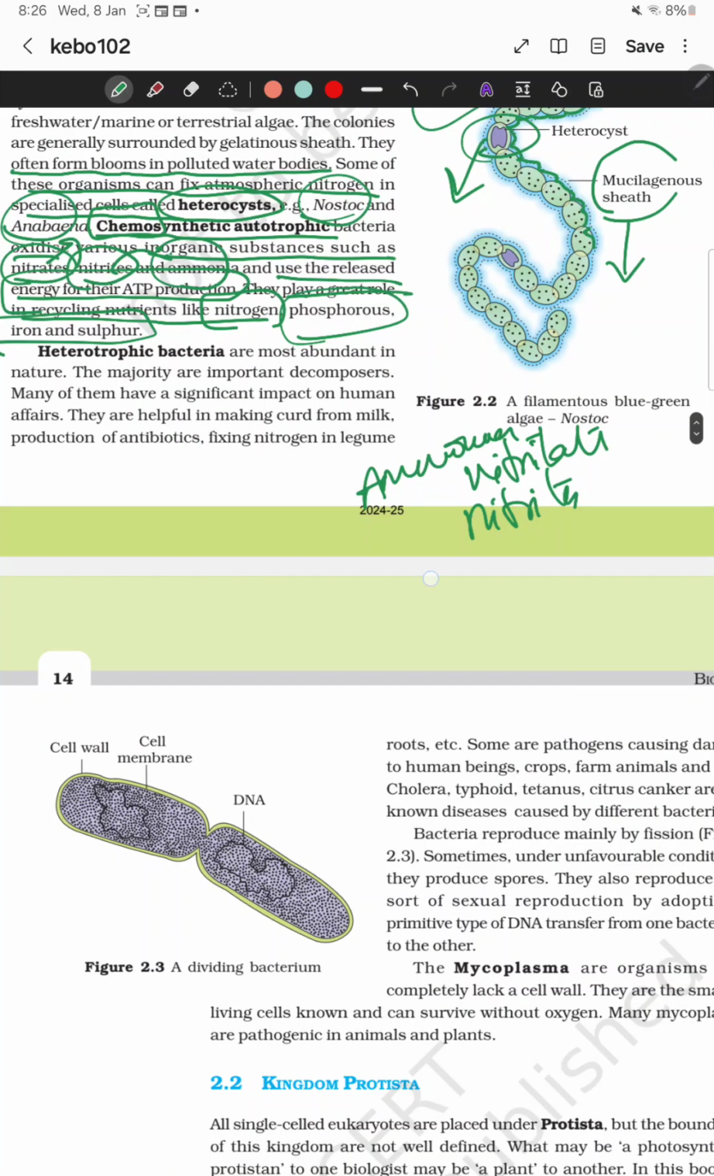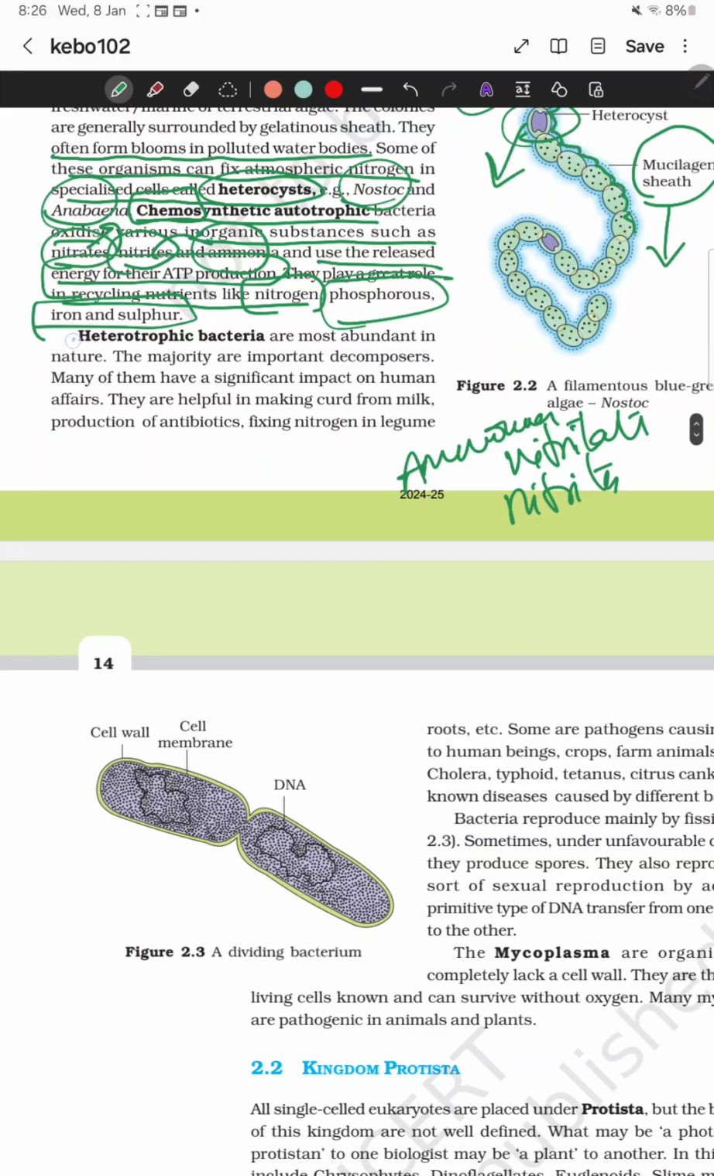Heterotrophic bacteria. Hetero means they depend on others for food and shelter. These are most abundant, abundant meaning more in nature. The majority are important decomposers. Many of them have a significant impact on humans, helping in making curd from milk and the production of antibiotics.